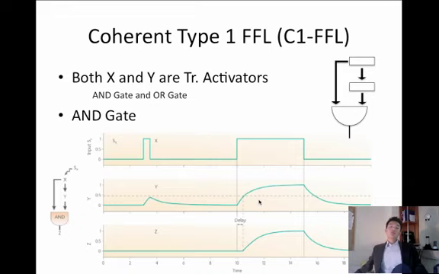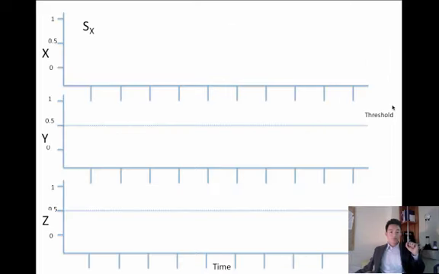Now let's look at coherent type 1 FFL. In this feed-forward loop, as we know, the two signs at the promoter are similar, which means transcription factor X activates the product. It also activates another factor which further activates the product. Now, this integration, as we have learned, could be either an OR gate or an AND gate. Now let's look at the dynamic of such a loop.